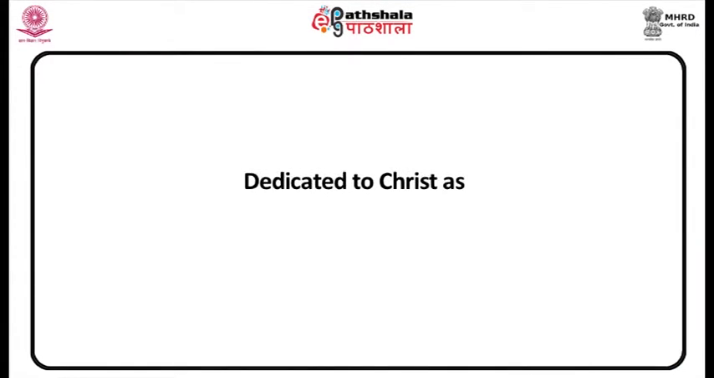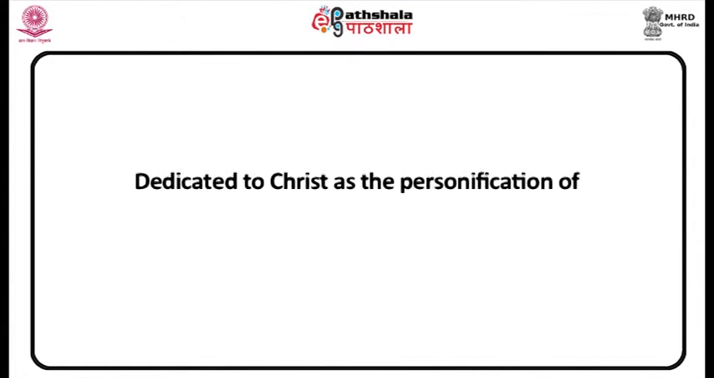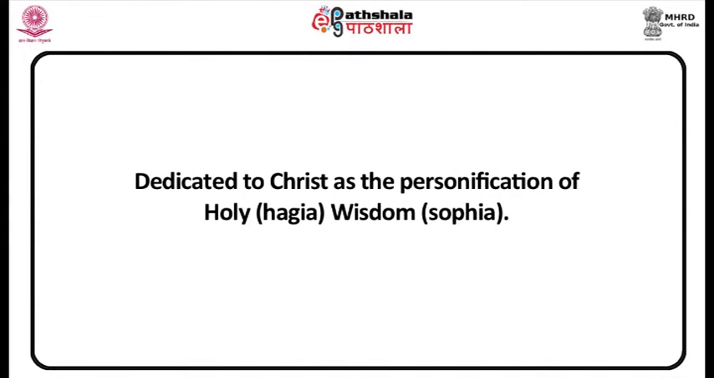It was dedicated to Christ as the personification of the holy Hagia Sophia, wisdom. It replaced a 4th century church destroyed when crowds, spurred on by Justinian's foes during the devastating urban revolt in 532, set the old church on fire and cornered the emperor within his palace.